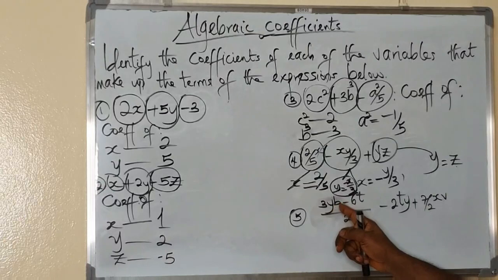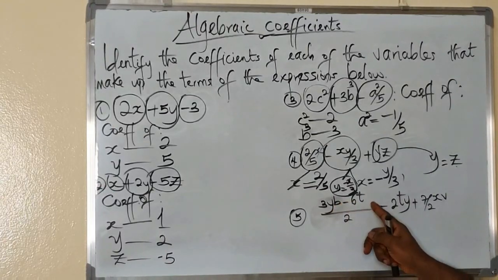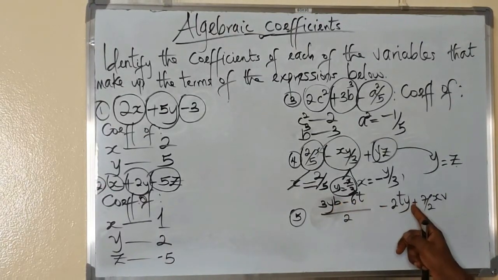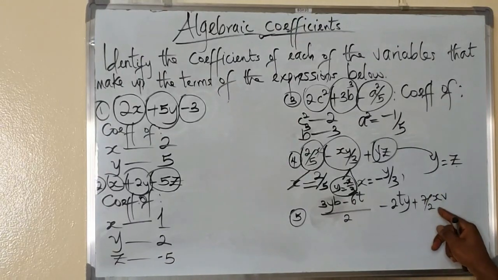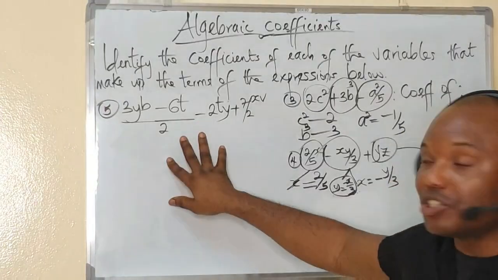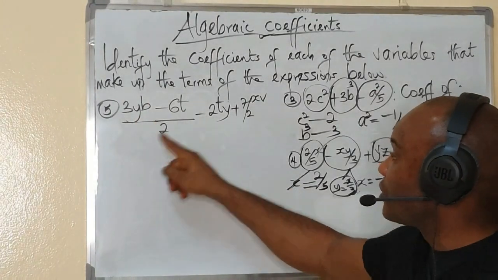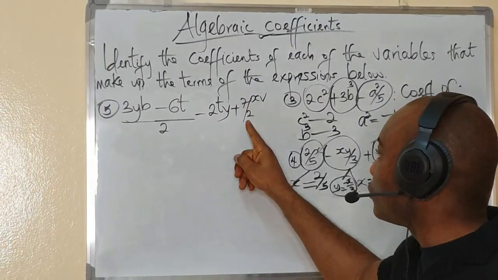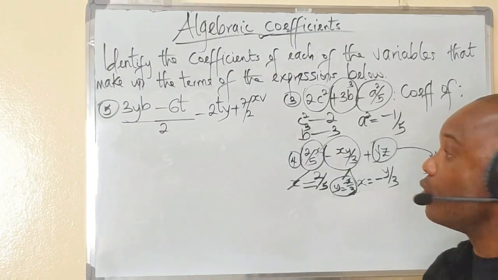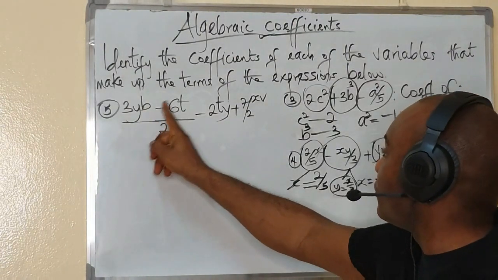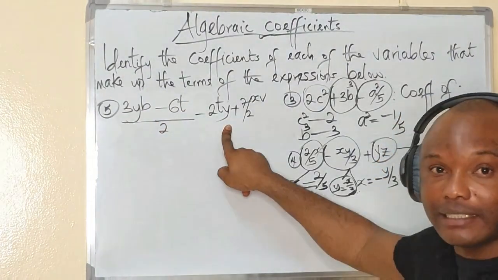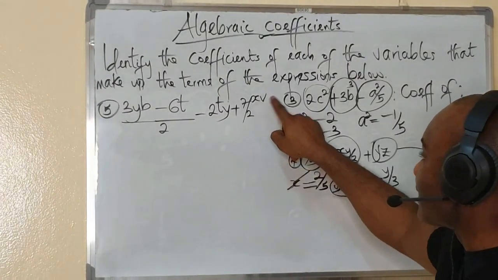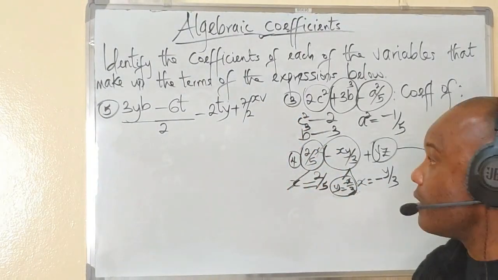Final question is 3yb minus 6t all over 2, minus 2ty, plus 7 upon 2 xv, with xv standing in the numerator place. We are going to critically look at question 5: 3yb minus 6t all over 2 minus 2ty plus 7 upon 2 xv. There are so many variables we need to look at. We have y, we have b, we have t, we also have t again in this term, and we have x and v on this side. So there are many of them.